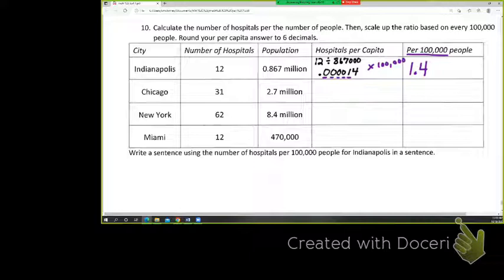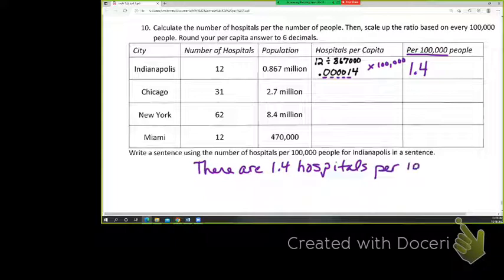I'm sorry, for 200,000. Right, but since it says write a number of hospitals, even for per 100,000, even if it still sounds kind of clunky, just go ahead and use there are 1.4 hospitals for every 100,000. Now, if it just asks you for a meaningful sentence, then you could scale it up or down to make it more meaningful. But to make things the simplest, and this would be in Indianapolis.